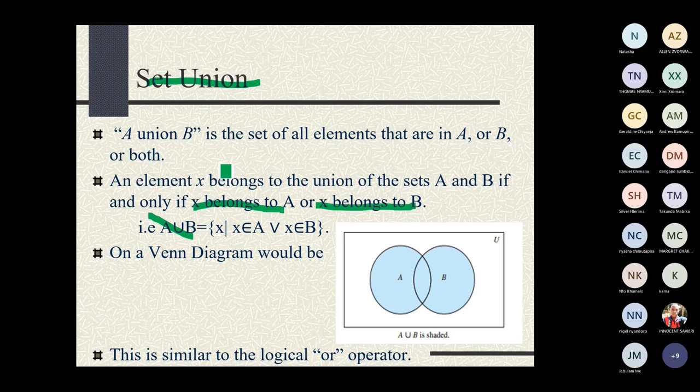We combine them. And take note of repeating elements. If elements are repeating, when you are listing A union B, you don't need to repeat that element. You write that element once. So for the elements in the intersection, you write them once. On a Venn diagram, it will be like this. If you say shade the region A union B, you need to shade the sets A and B, including their intersection, including this part. So this is similar to the logical or operator.